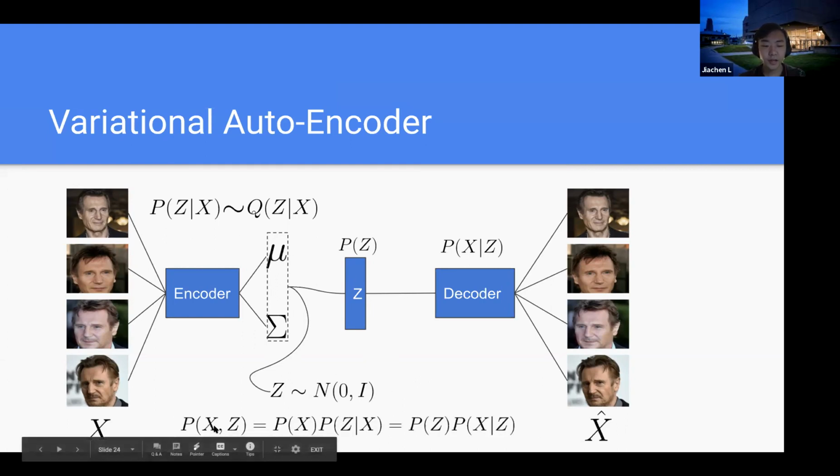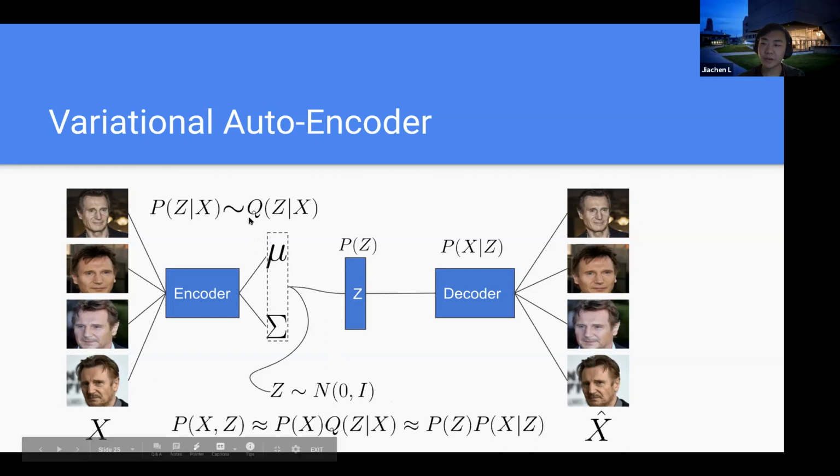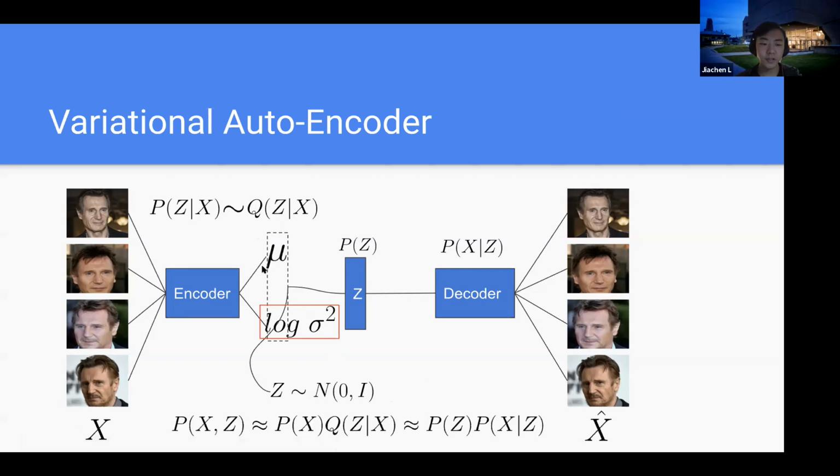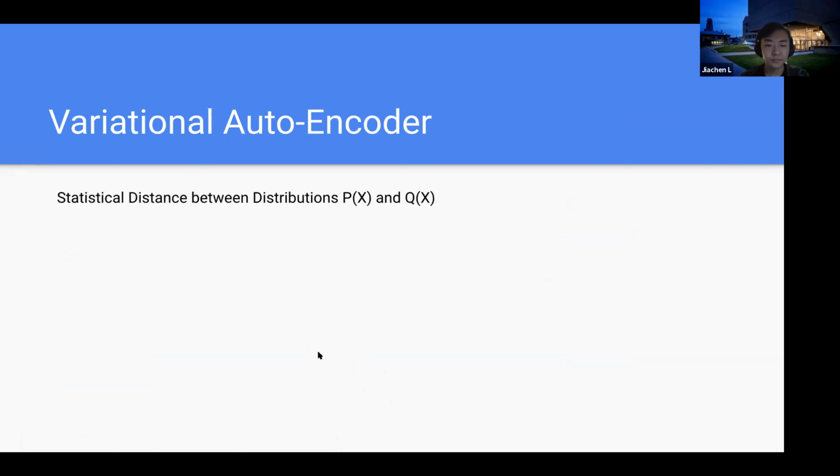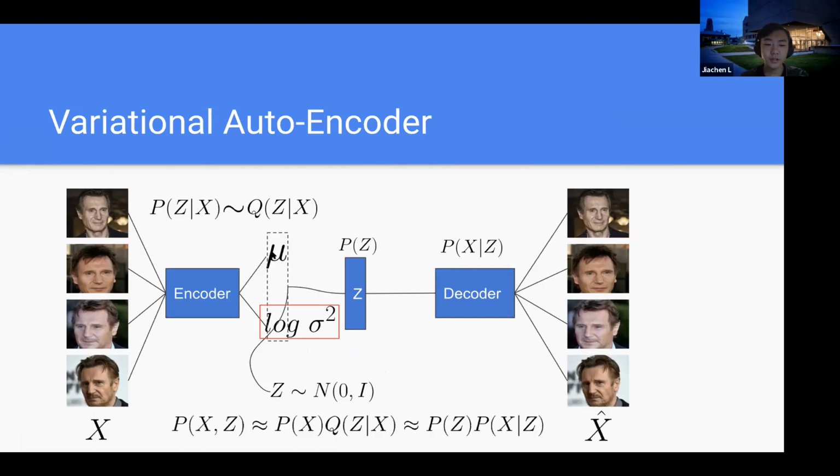The joint distribution indicates that P(X,Z) is P(X) times P(Z given X). Here, we can replace P(Z given X) by Q(Z given X), because P(Z given X) is unknown. We have to compute Q(Z given X). The output of the encoder for the covariance matrix is log sigma squared, because we expect the output of a neural network to be any real number. That's why we take the log of the covariance matrix. So this mu and this log sigma squared represent the distribution Q(Z given X).